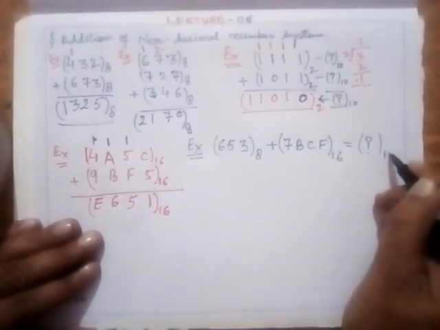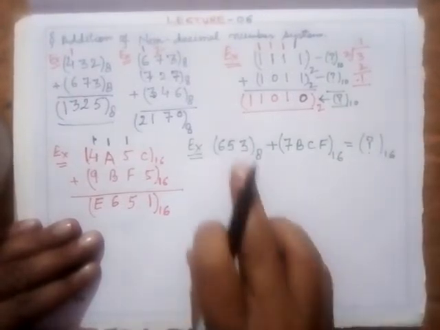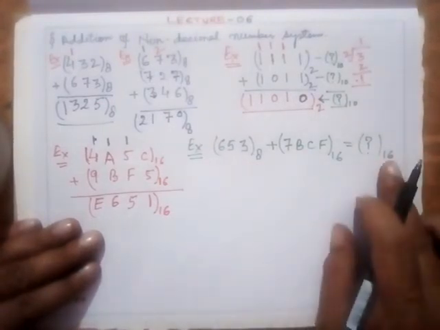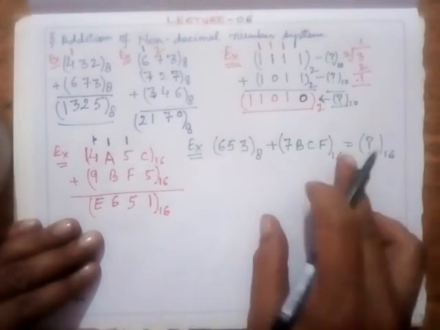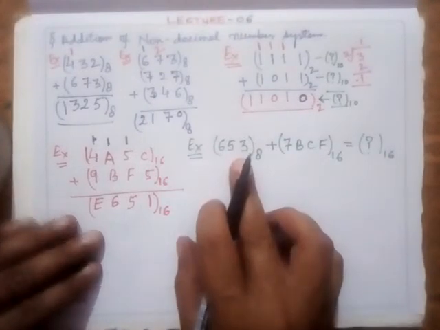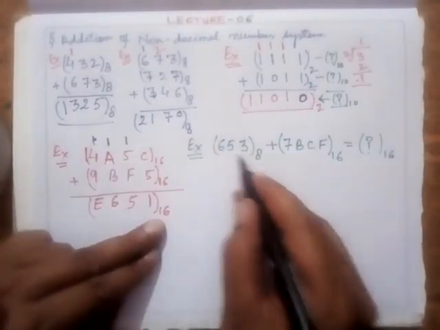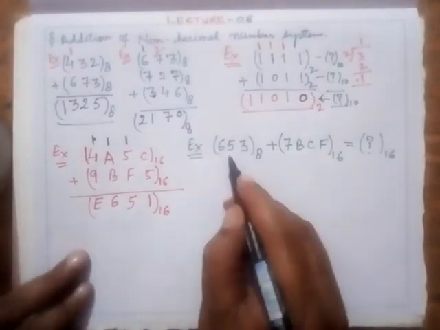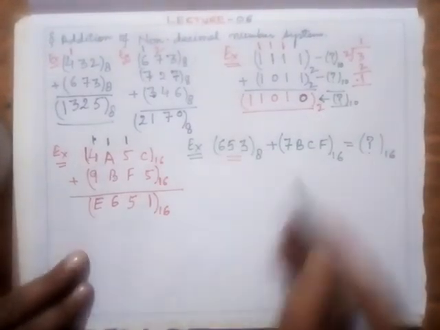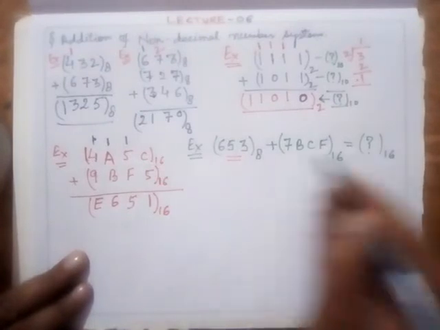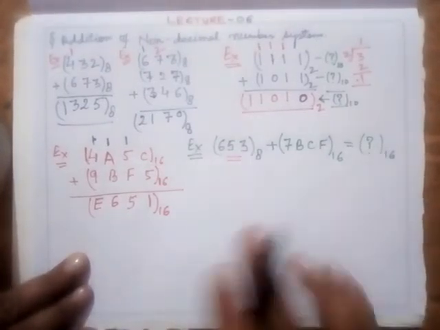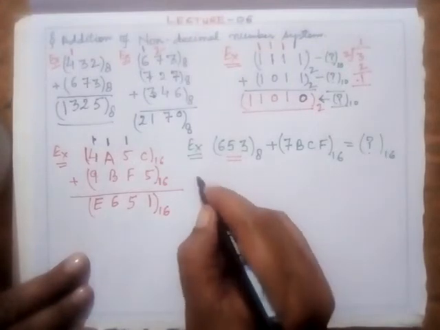in base 16. Now this addition is directly not possible. I need the result in base 16, meaning both the numbers should be in base 16. So the very first thing I do is convert this 653. My first target is to convert 653 from base 8 into base 16, and I have told you how to convert an octal number into a hexadecimal number. So first look at the solution of this.